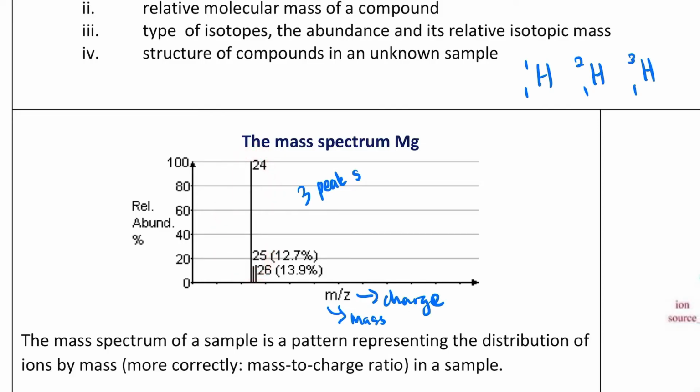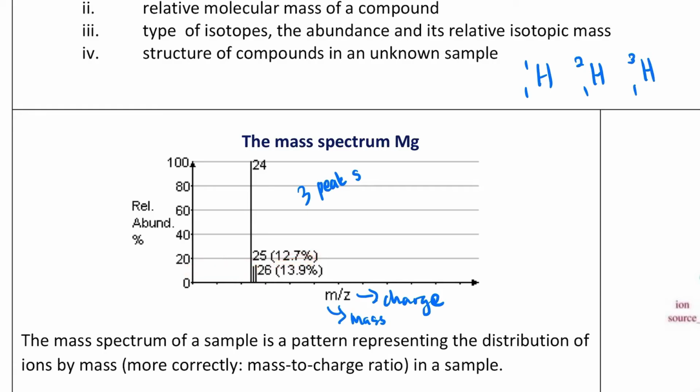And then each peak ada dia punya abundance dia. Abundance dia dekat mana? Abundance dia dekat sini. So maksudnya ini kalau kamu boleh tengok yang 26 ni, dia dah label dah dekat sini. So the reading around 13.9, slightly higher than magnesium 25. Dia lower sikit.